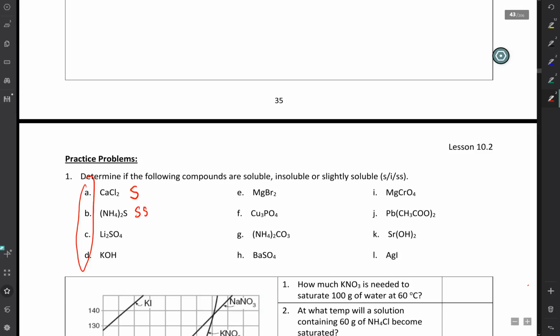In other words, relatively speaking, small quantities of ammonium sulfide will dissolve in water. Go ahead and try out lithium sulfate and potassium hydroxide on your own.